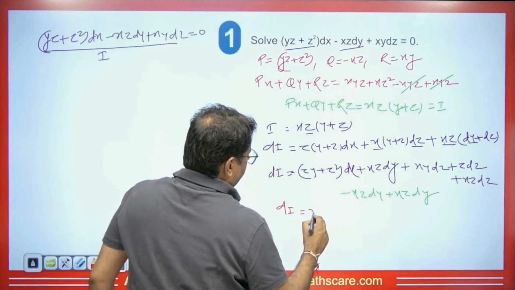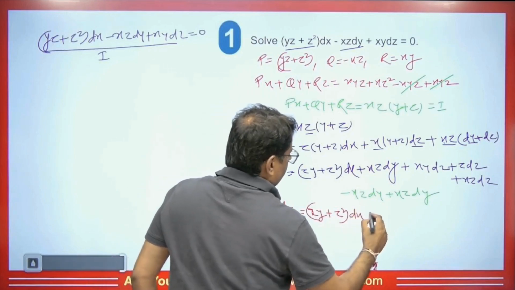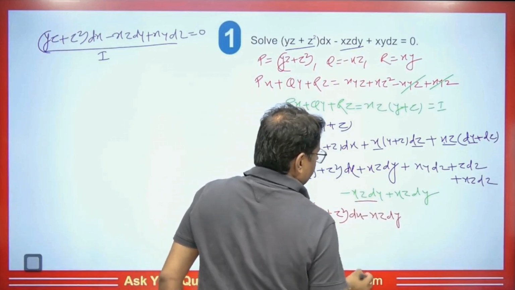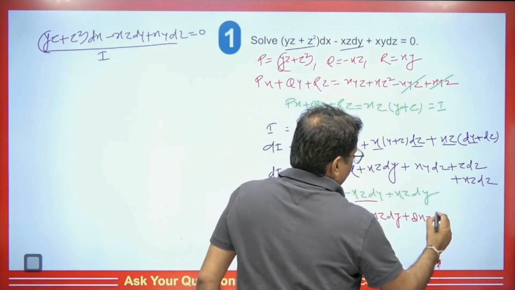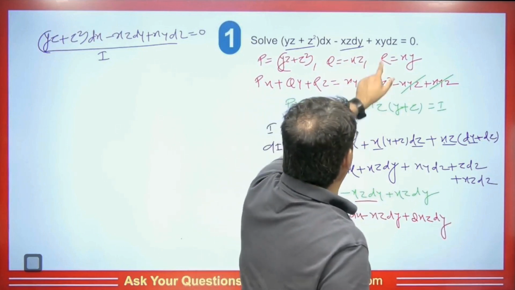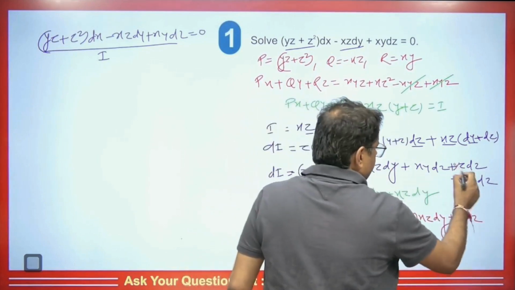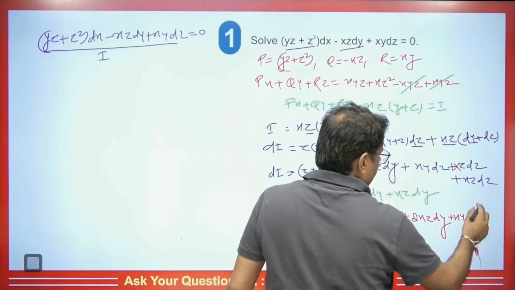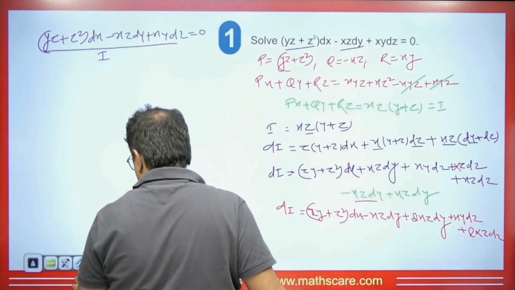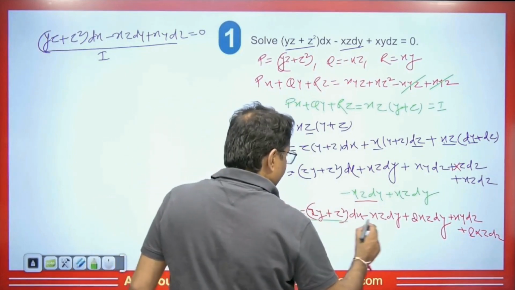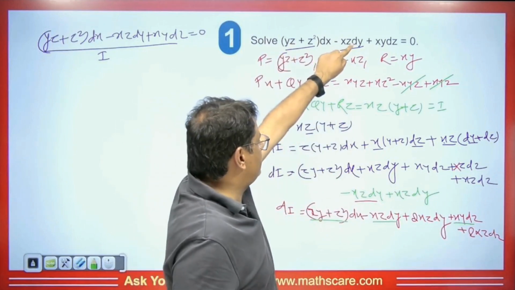So dI is equal to, this will come zy plus z square dx. I will write this term as minus xz dy. We have written this term. We will get xz. So now this xz and xz will become 2xz dy. Now look, we need xy dz. I've taken xy dz. Here also we had xz dz. So students, what will be xz dz? It will become 2xz dz. Now you will notice that I have not written the terms in order. It is the first term, second, and this is the third term. Look here, it is this term minus this term plus this term, right students?